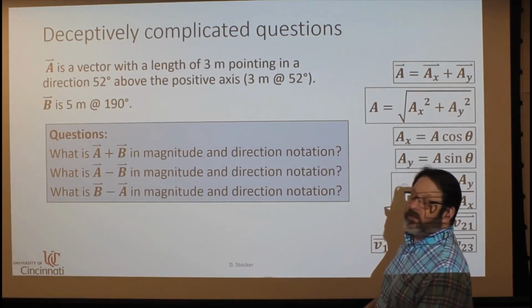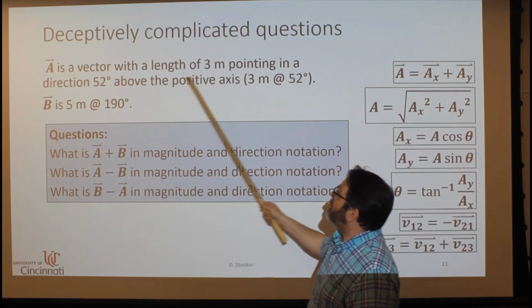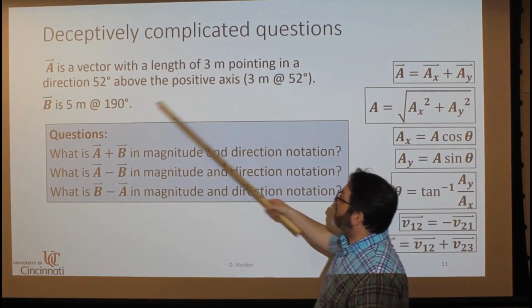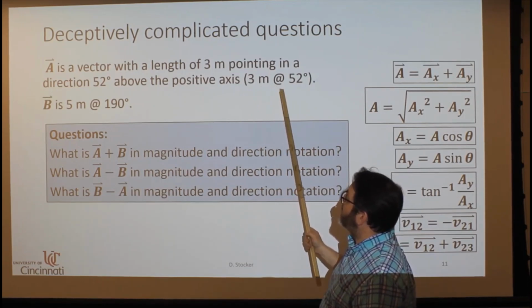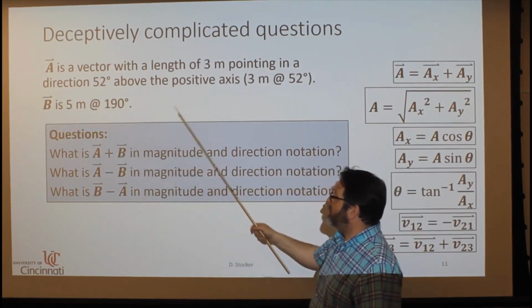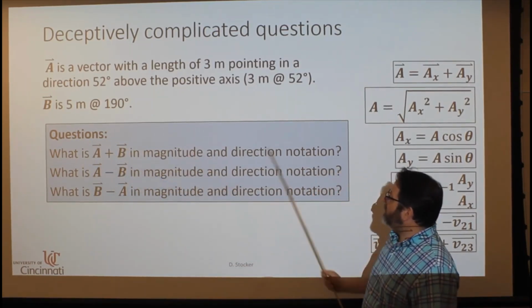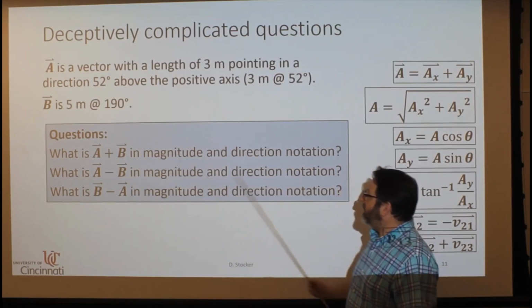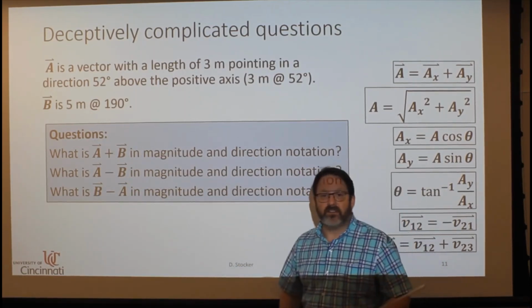So this slide asks what seems to be a pretty simple question. A is some vector, it's got a length of 3 meters pointing in a direction 52 degrees above the positive x-axis, and then vector B is 5 meters at 190 degrees. So then 3 questions. What is A plus B in magnitude and direction? What's A minus B in magnitude and direction? And what is B minus A in magnitude and direction?